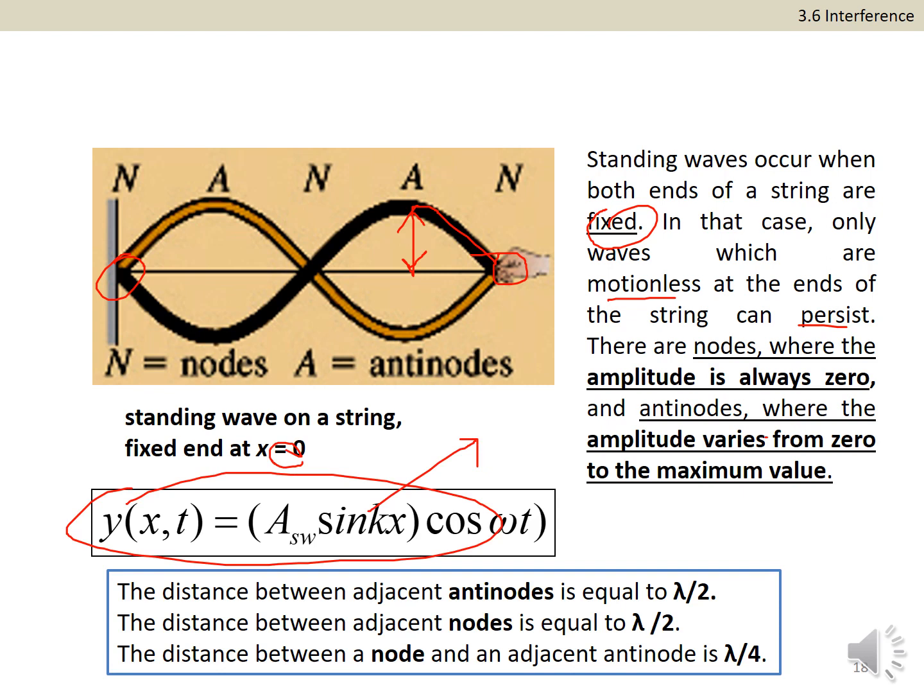The distance between adjacent antinodes is equal to lambda over 2. The distance between adjacent nodes is also equal to lambda over 2. And the distance between a node and the adjacent antinode is equal to lambda over 4.